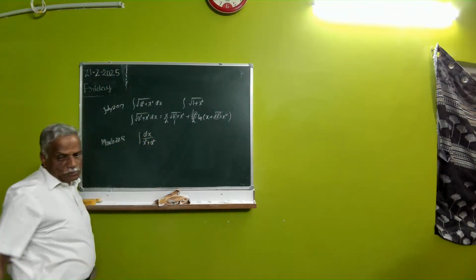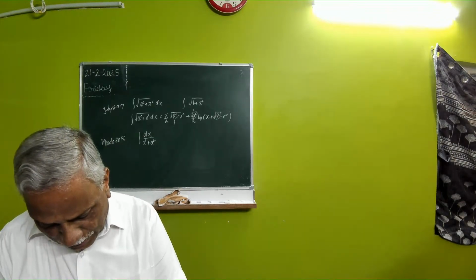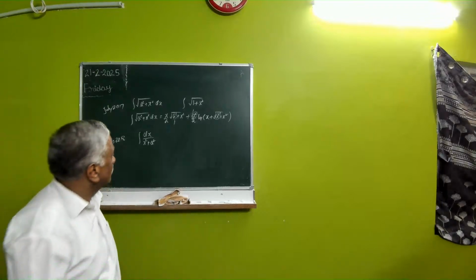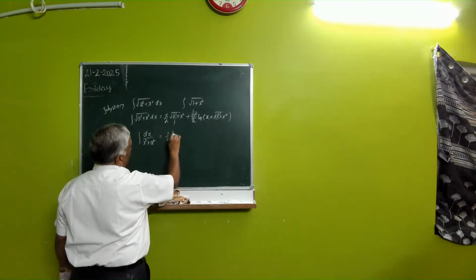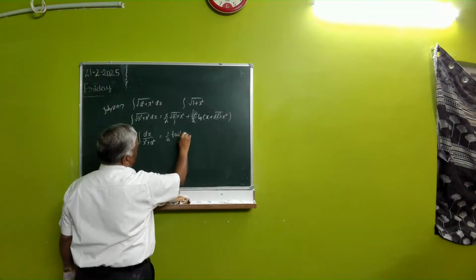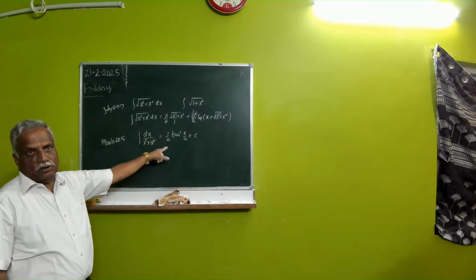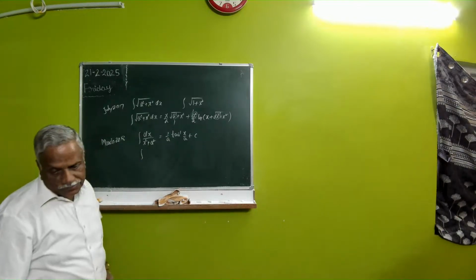We have already worked this problem, but I will work it again. Find the integral of dx over x square minus 6x plus 13. So this is, we know, 1 by a tan inverse x by a. Don't write the answer directly. I have taught a method, that's why I am skipping that. I will work the problem given.